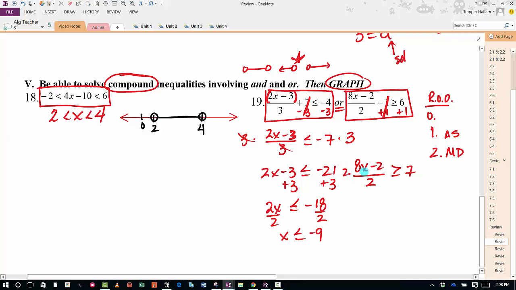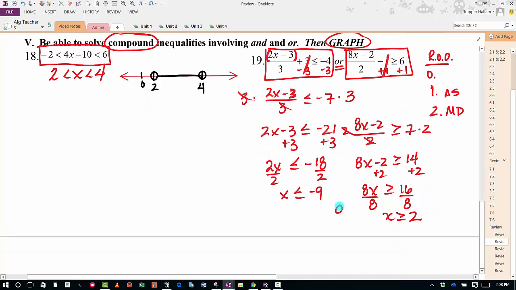Now we can get rid of this 2 by multiplying both sides by 2. Those 2's turn into 1, leaving just 8x minus 2 greater than or equal to 14 at this point. Now we can again address our addition and subtraction first, so we're going to add 2 to both sides. And so we get 8x is greater than or equal to 16, and finally dividing by 8, we find out that x is greater than or equal to 2. So now we've got or, we're going to write in there. So here's our two boundary sets, right? Our solutions are less than or equal to -9, and our solutions are greater than or equal to 2.